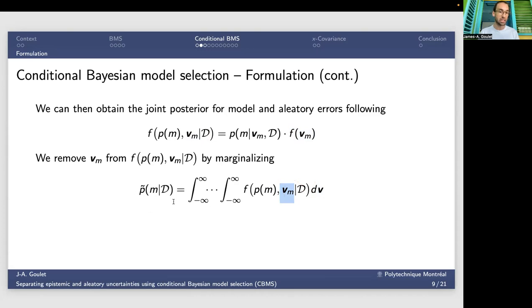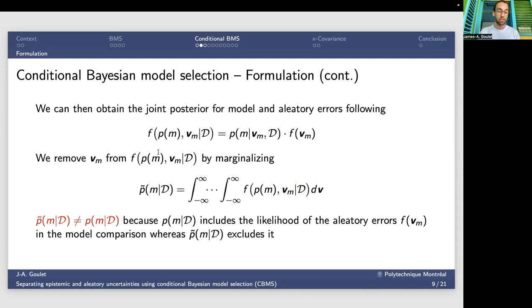This is not exactly the same as what I had before with Bayesian model selection, because Bayesian model selection will include the aleatory error in this calculation, whereas for my conditional, I explicitly take them out. I take them out before calculating that conditional probability of model. So the tilde, the conditional Bayesian model selection, is not equal to the formula of Bayesian model selection, because Bayesian model selection includes these aleatory errors in the likelihood calculation, whereas I explicitly got them out and then weight each outcome of likelihood by the observation error process.